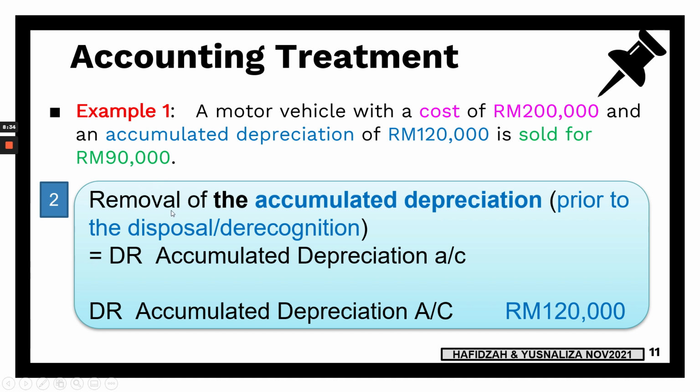So the second one is to remove the accumulated depreciation. So the first is to remove the cost, now is to remove the accumulated depreciation of the asset being disposed. So when you remove it, it means that the accumulated depreciation account will be debited, with how much? With the 120,000 of accumulated depreciation prior to the disposal.